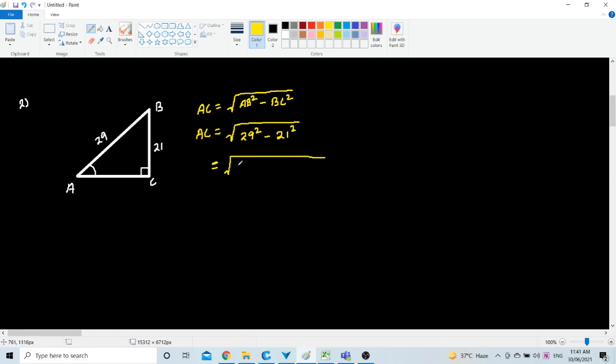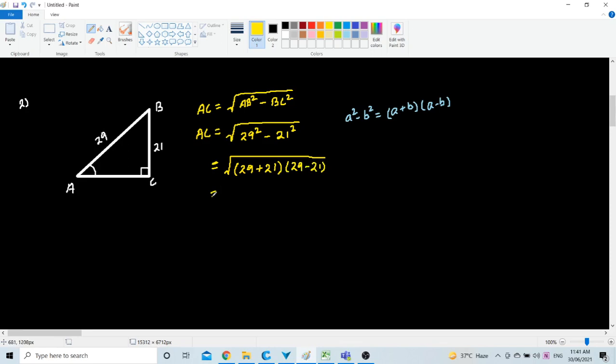Again, some of you might be finding out the square of 29 and square of 21 and then subtract it. It's not required actually. What you can do is use the formula A plus B, A minus B. As you know, A square minus B square will be equal to A plus B, A minus B. Right? Now we can use the same concept over here: 29 plus 21 into 29 minus 21.